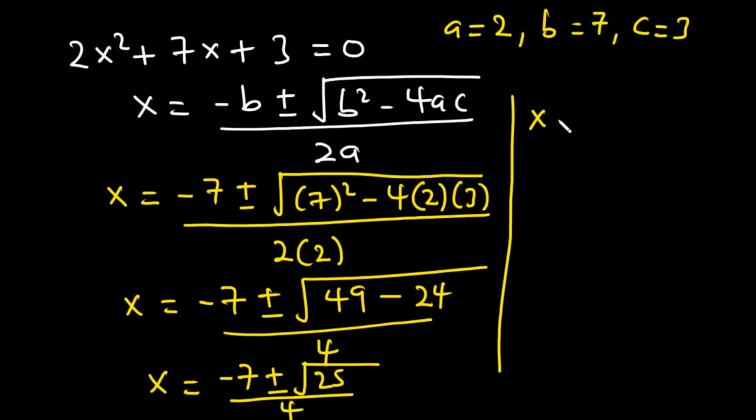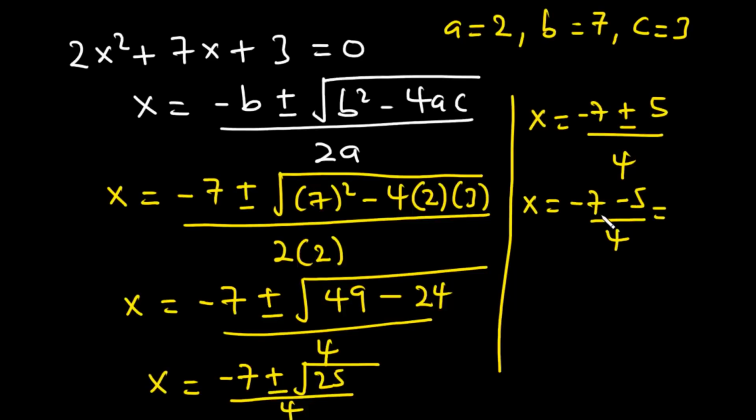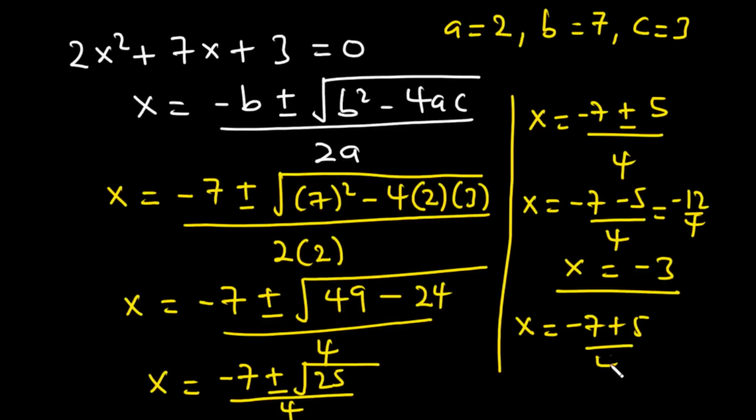So it's going to be x is equal to negative 7 plus or minus square root of 25 is 5 divided by 4. So we can have x is equal to negative 7 minus 5 divided by 4. Negative 7 minus 5 is negative 12 over 4. And then x is going to be negative 3. And then again we can have x is equal to negative 7 plus 5 divided by 4. Negative 7 plus 5 is equal to negative 2 divided by 4. And then we can have x is equal to negative 1 over 2.